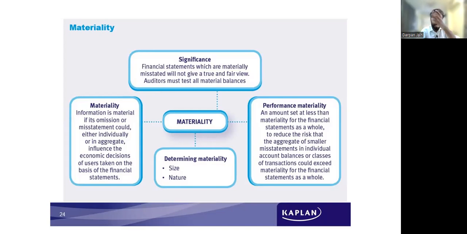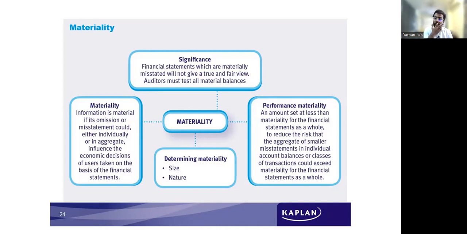So now read the definition of materiality on the left hand side. Read the definition. Information is material if its omission or misstatement could, either individually or in aggregate, influence the economic decisions of the users taken on the basis of financial statements. Those decisions taken on the basis of financial statements. Right? That is when information is material. If it is influencing the decision of the users, then it is material.